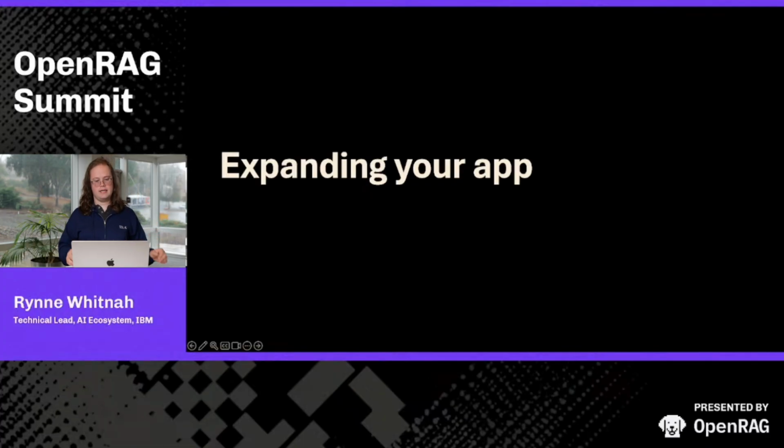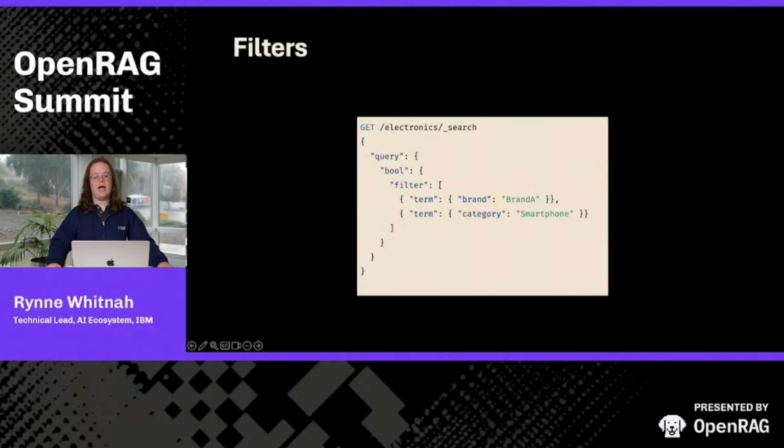and combine that all together to make really rich use cases. So let's talk about filters first, where a filter is OpenSearch's way of going through and saying, hey, I don't want to look at all of the documents in here. I want to just look at a subset. So here's just a very basic query filter that will do, hey, I'm looking for only smartphones from brand A. Don't look at anything else when you do your query.